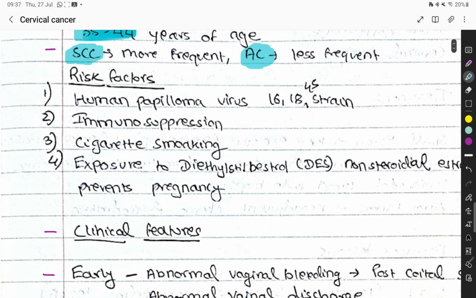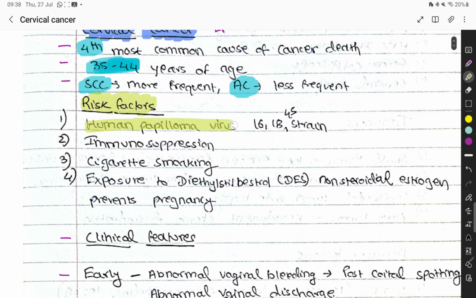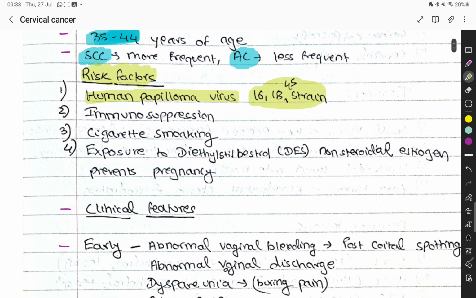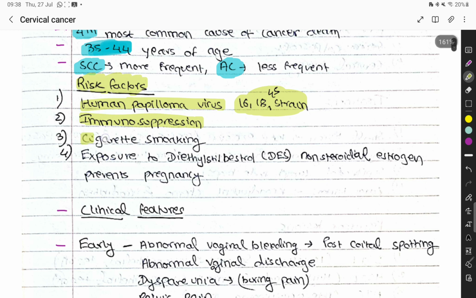Okay, now the risk factors of cervical cancer are human papillomavirus, especially the strains 16, 18, and 45. Okay, immunosuppression, because when the patient has immunosuppression, they might get infected by human papillomavirus, and then you will get cervical cancer. Okay, cigarette smoking, exposure to diethylstilbestol, a non-steroidal estrogen which prevents pregnancy.